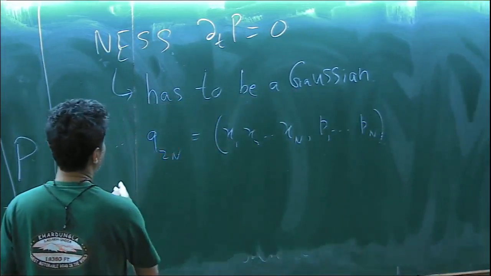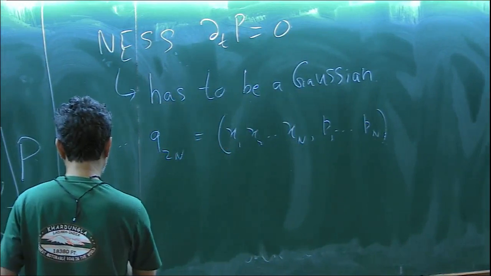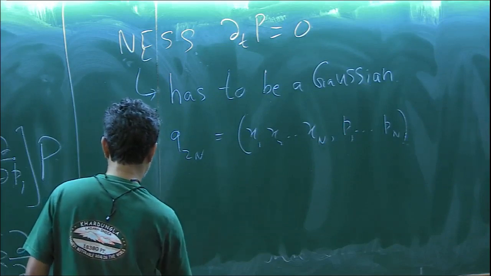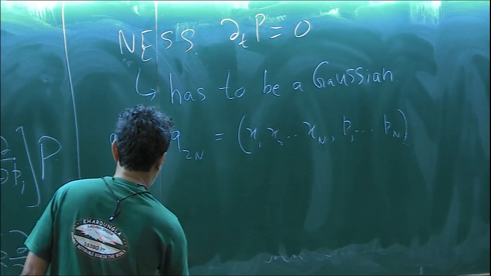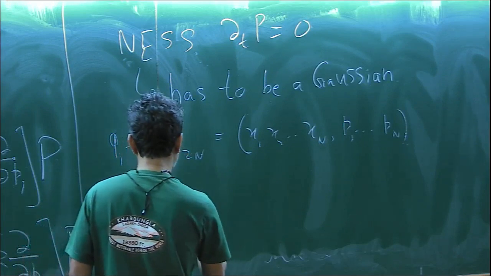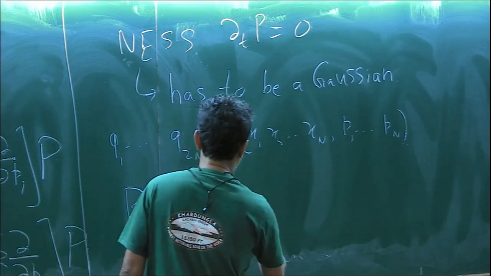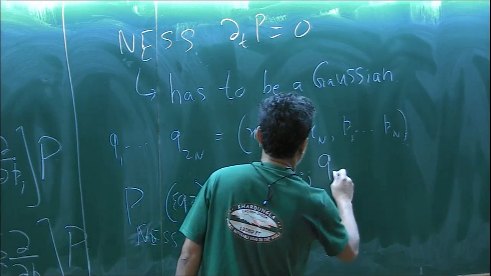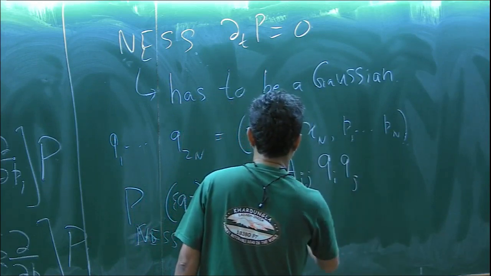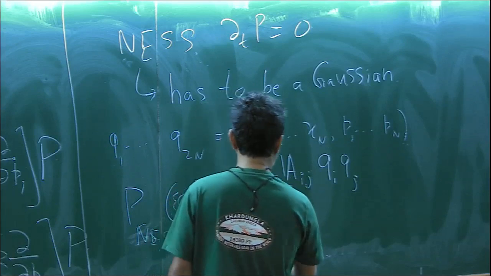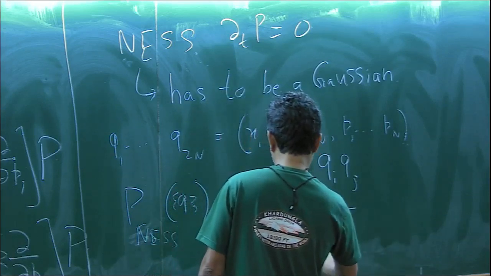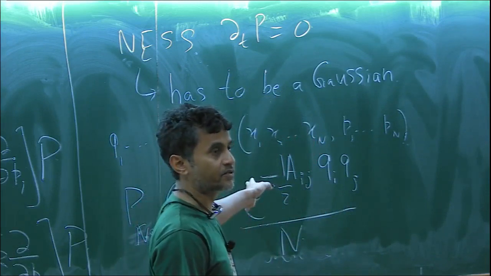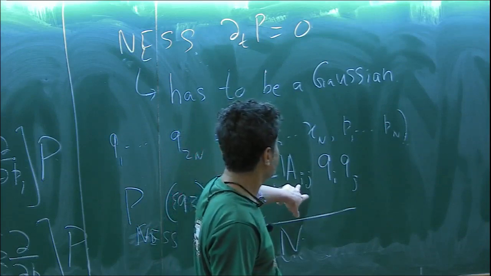Then you can basically say that the most general Gaussian you can write is something like P of ..., divided by some normalization. So this is right, it has to be a Gaussian, it has to have this form. And then you can ask what are these coefficients Aij.